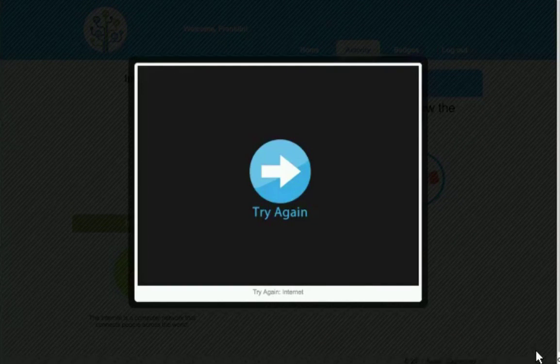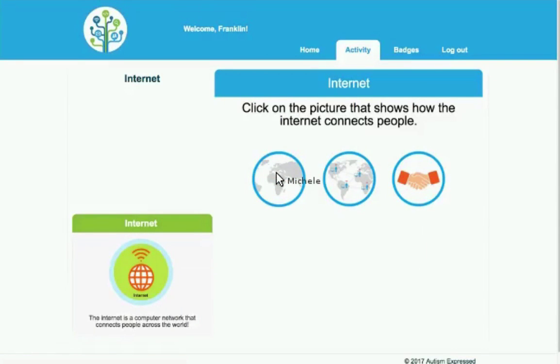Try again after receiving a prompt. When they answer the question correctly, they unlock their virtual reward and receive immediate positive reinforcement.